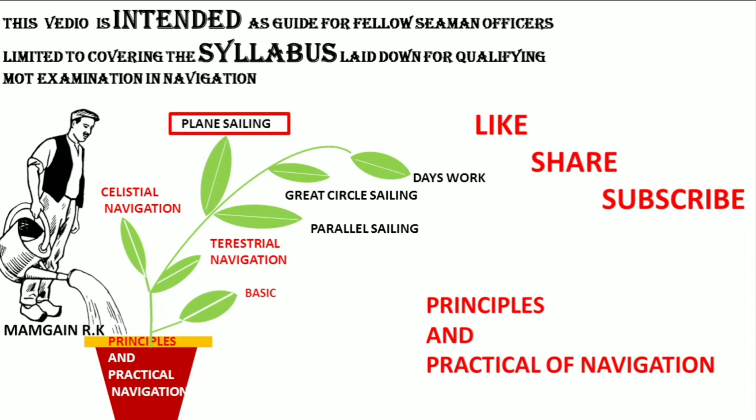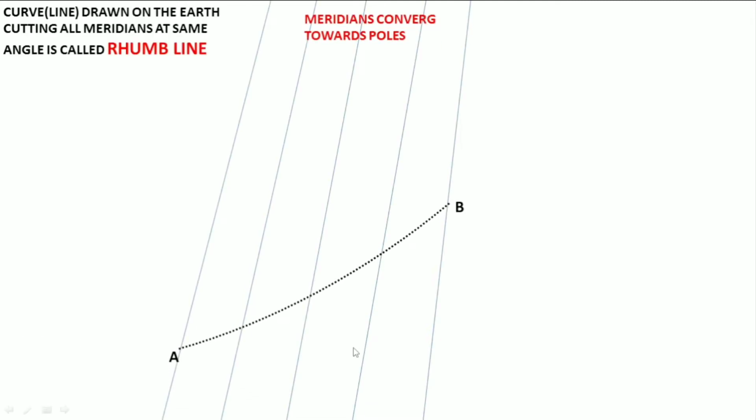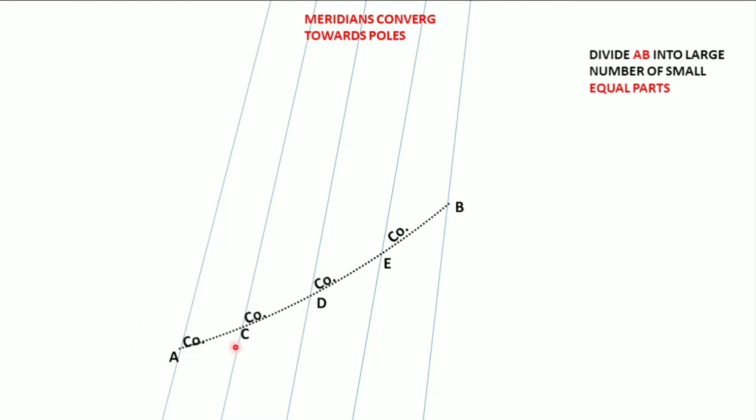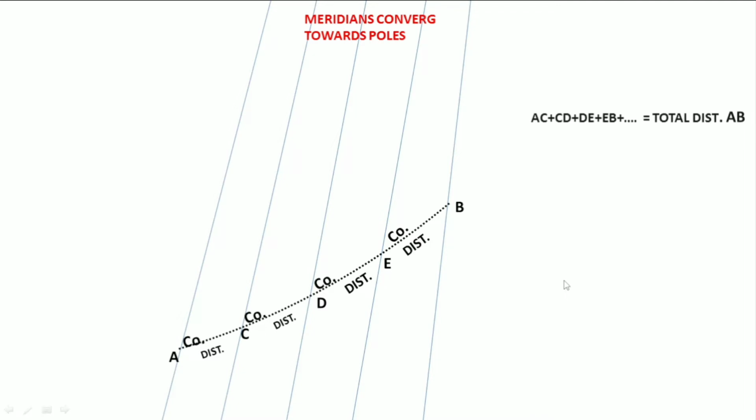We'll start off from where we left on plain sailing. We had talked about a curved line made on the surface of the earth, which is making a constant angle, is a rhumb line, and a navigator prefers to sail on a rhumb line. Now, if I divide this distance between A and B into a large number of small equal parts, then the sum total of all these small parts is the total distance between A and B.